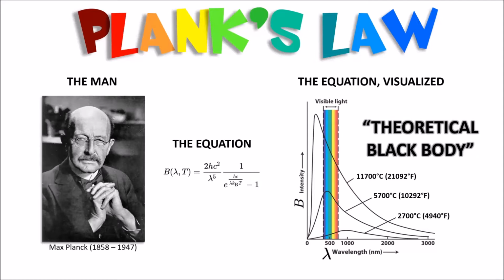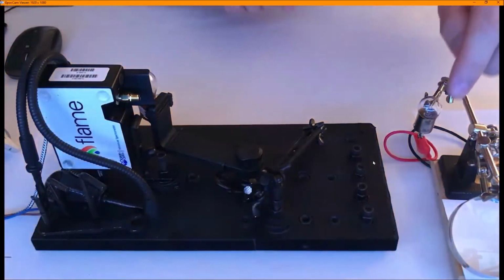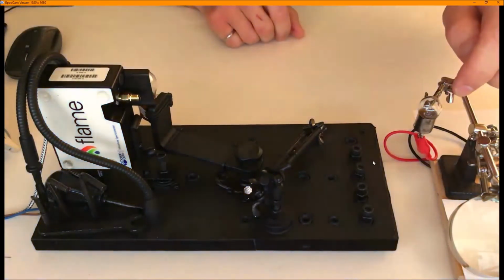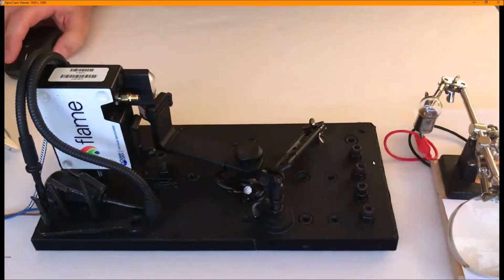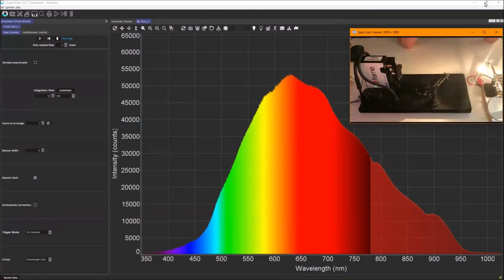Now let's measure some lights. Let's start with tungsten bulbs. Here's the setup again. Here you can see the tungsten bulb. It's a regular car bulb. And let's look at the spectrometer. So this is very similar to black body radiation.